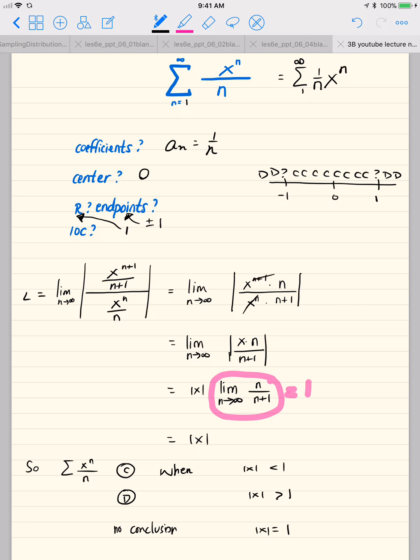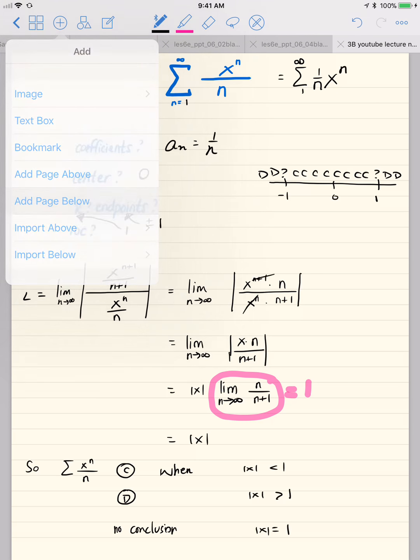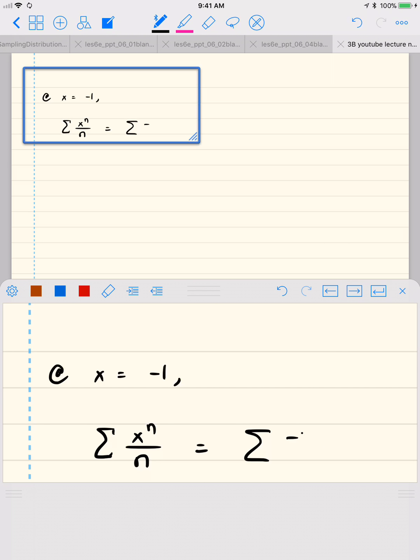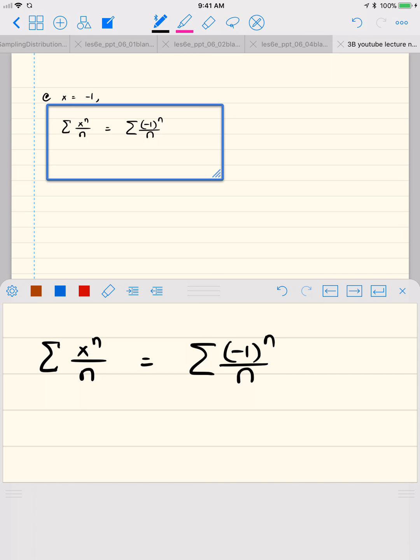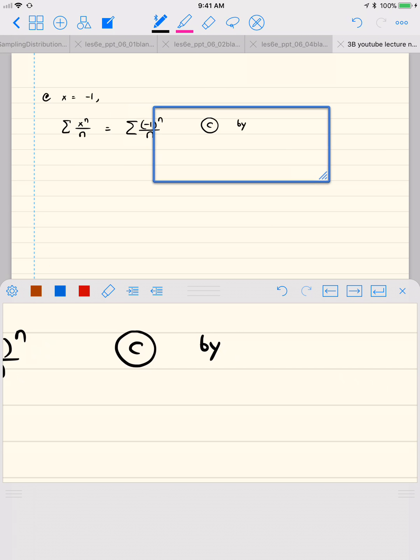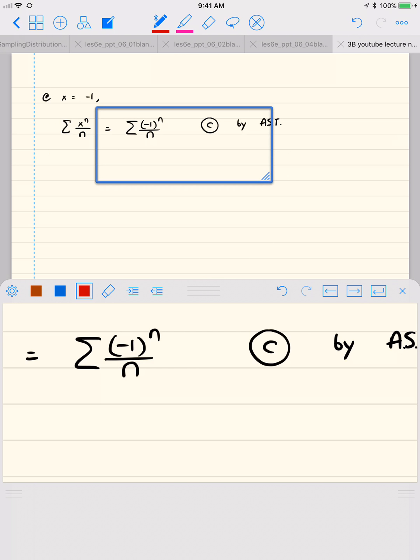Okay, so now it's time to test the endpoints. The endpoints are 1 and negative 1. So let's see here. At x equals negative 1, what happens to our series? Our series is x to the n over n. This is going to equal negative 1 to the n over n. Does the series converge or diverge? It converges by the alternating series test. This is the alternating harmonic series, in fact.